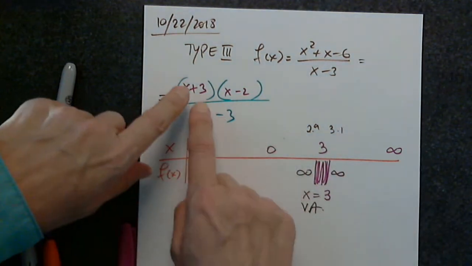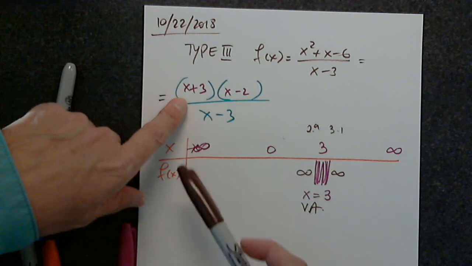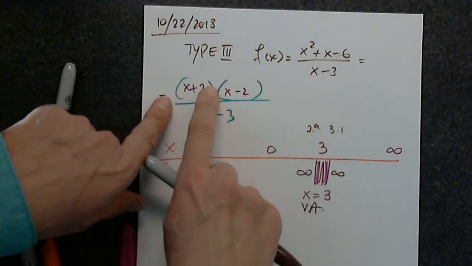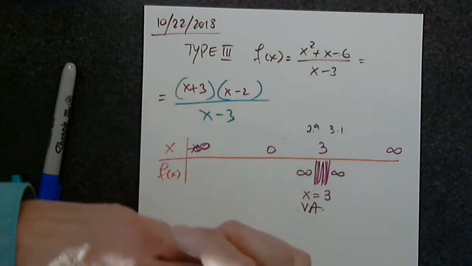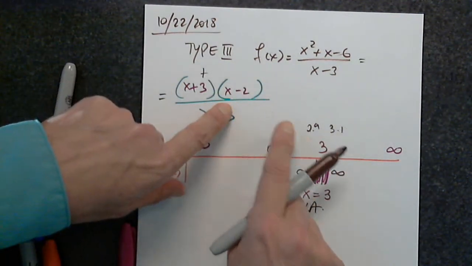So let's put 2.9 in here. I don't calculate anything. I just want the sign from you. When I replace x by 2.9, what would be the sign of this expression? Agreed? Good. What will be the sign of this expression?